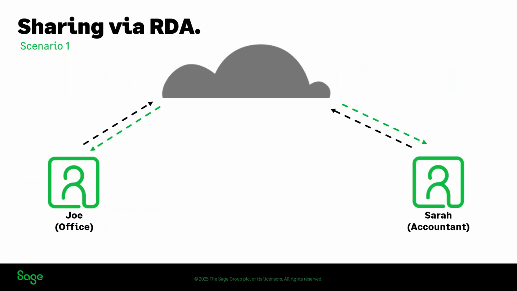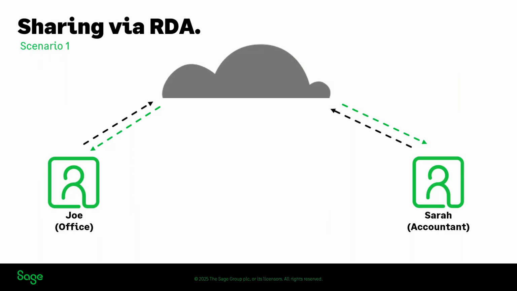So here, this is the same scenario as the manual data sharing. So Joe's in the office and his accountant is external in her own office, and they're using remote data access. Joe can continue processing those invoices or payments or receipts whilst his accountant is adding those adjustments.